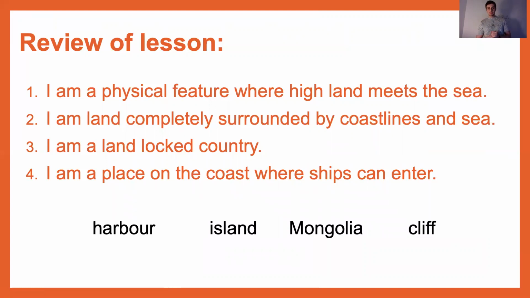Well done, guys, for having a go at that. So question 1, I'm a physical feature where high land meets the sea. That is, of course, a cliff. Question 2, I am a land completely surrounded by coastlines and sea. That is, of course, islands. Number 3, I am a landlocked country, Mongolia. Number 4, I am a place on the coast where ships can enter. That is that human feature that we spoke about, harbour.